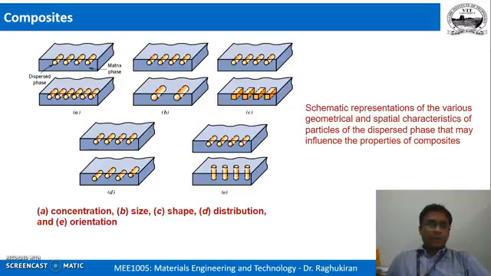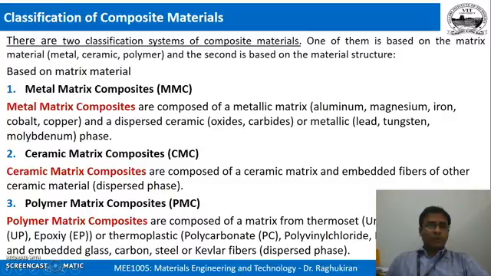You can classify these composite materials based on the concentration of the second phase, the size of the second phase particles, the shape of the second phase particles, the fashion in which they are distributed inside, or the orientation of the second phase. Similarly, you can also classify composites by what kind of matrix you have, whether it is metal matrix, ceramic matrix, or polymer matrix. All three of them are very famous.